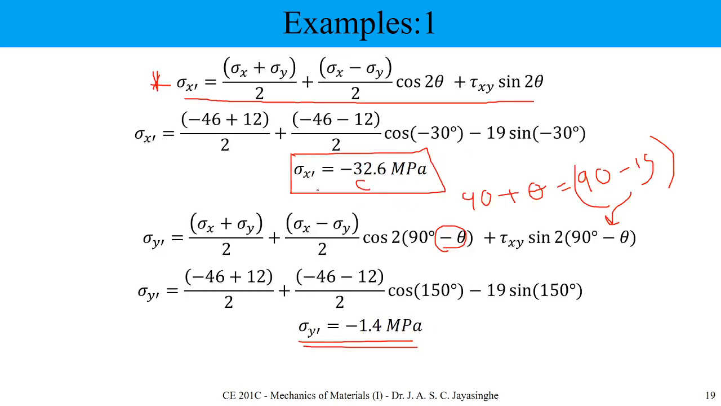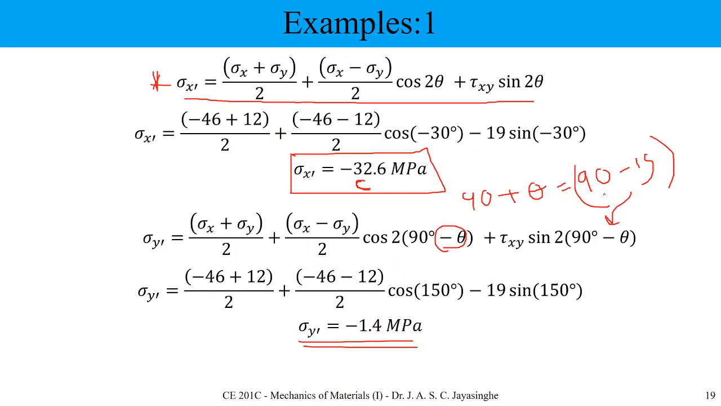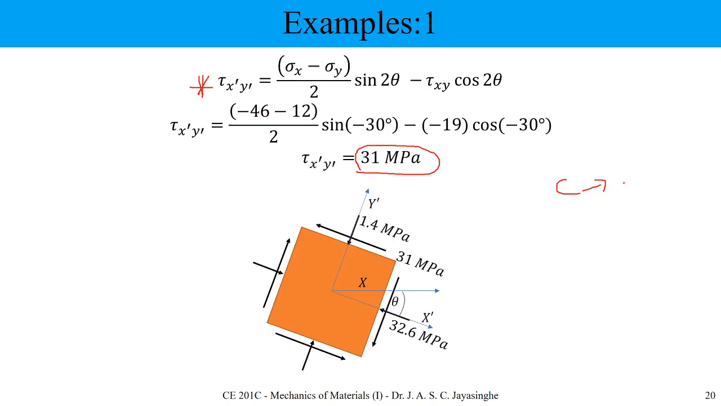So now come to here, this is compressive, you have 32.6 is a compressive. So now I am rotating our angle for this direction 50, and this gives the minus 32.6, and we are marking this one.